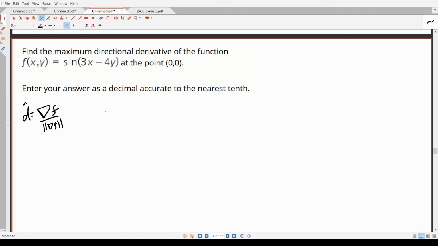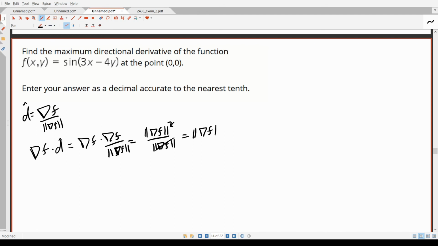Because now, if I do, what is the directional derivative in this direction? That's going to be the gradient of f dot d hat. This is gradient of f dot grad f over norm of grad f. And like you've seen in several reviews, this is norm gradient of f squared over norm gradient of f. That cancels. So the maximum directional derivative is going to be in the direction of the gradient, and the magnitude of that directional derivative is just going to be the norm of the gradient. So I just need to compute the gradient, and that's all.